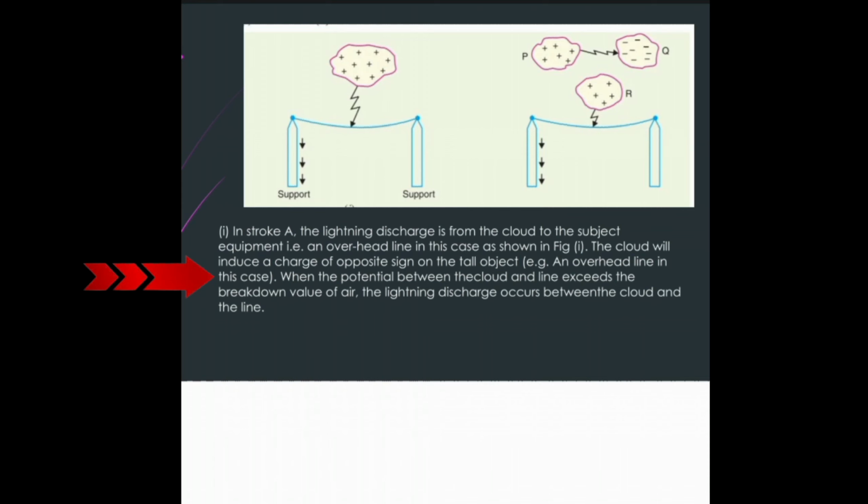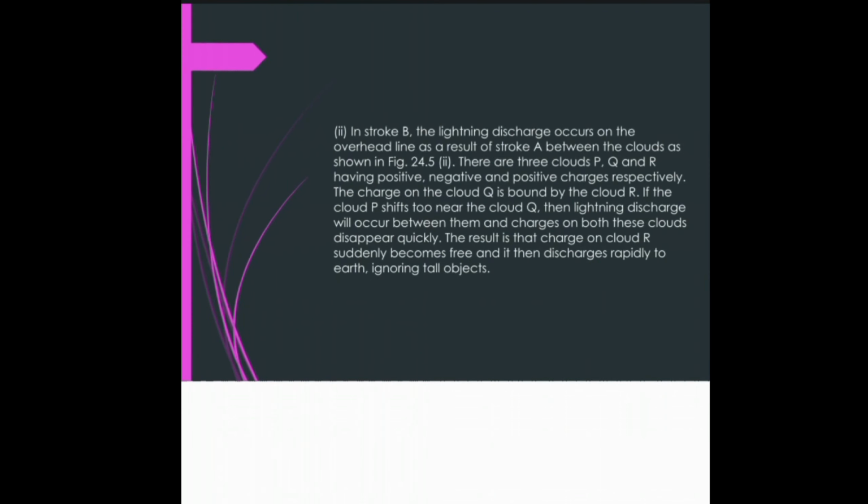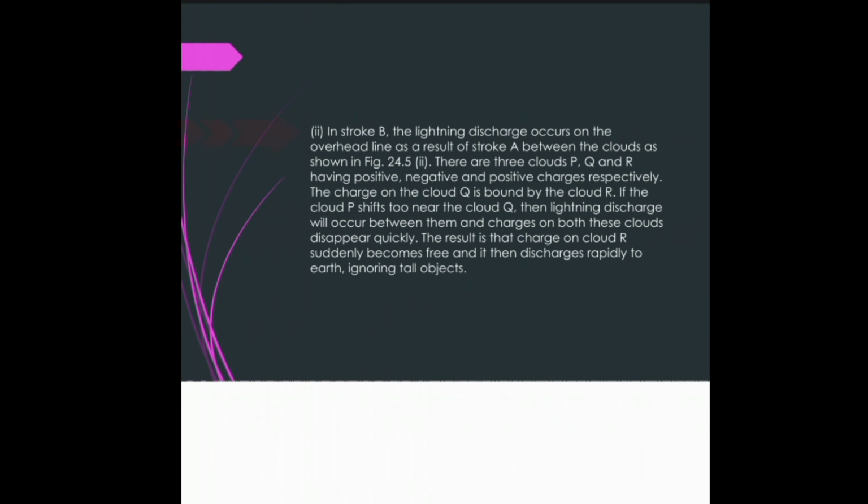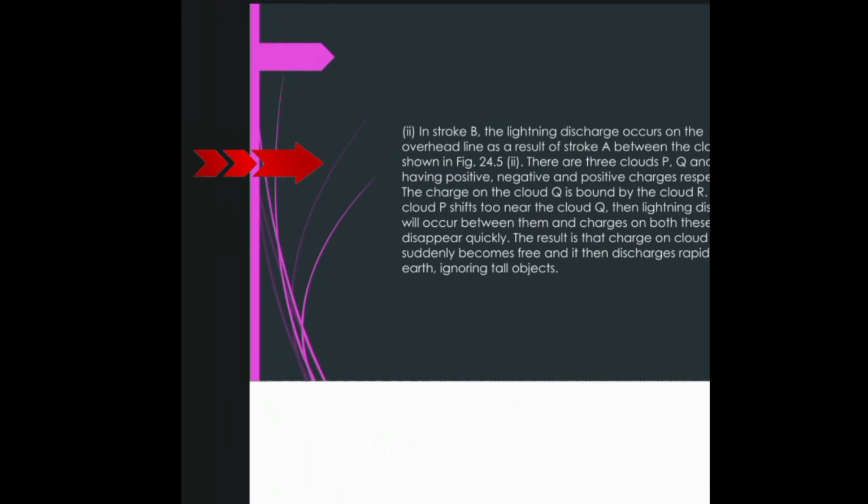When the potential between the cloud and line exceeds the breakdown value of air, the lightning discharge occurs between the cloud and the line. In stroke B, the lightning discharge occurs on the overhead line as a result of stroke A between the clouds, as shown in figure 24.5.